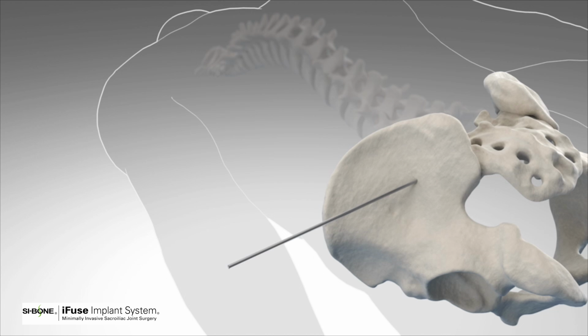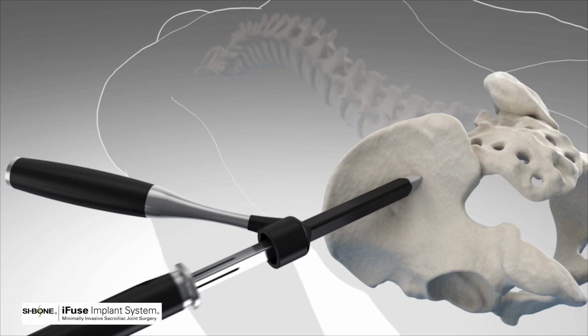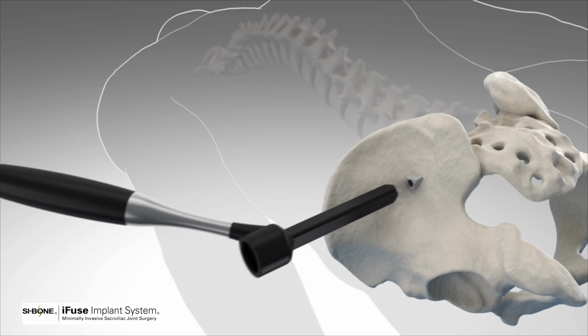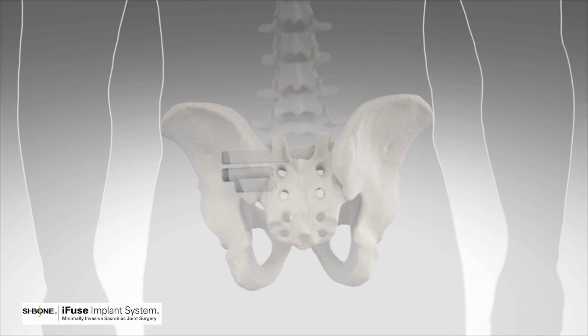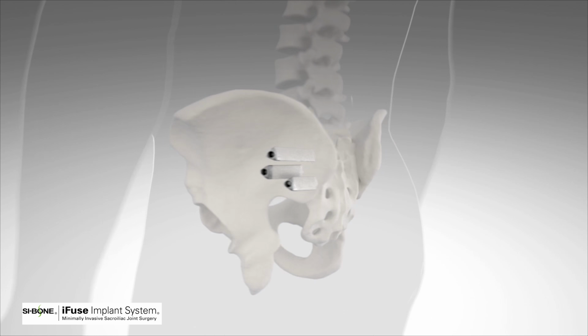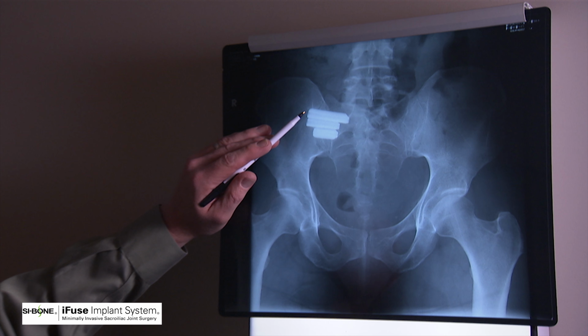The iFuse procedure involves making a small incision, usually 3 centimeters or less, over in the hip area, and then placing 3 triangular-shaped titanium implants across the SI joint with the purpose of stabilizing it and ultimately fusing it. And this is what leads to pain relief. The procedure itself usually takes 20 to 30 minutes, and the length of stay in the facility is very short, with many patients electing to go home the same day. The recovery is also more rapid than with open procedures.